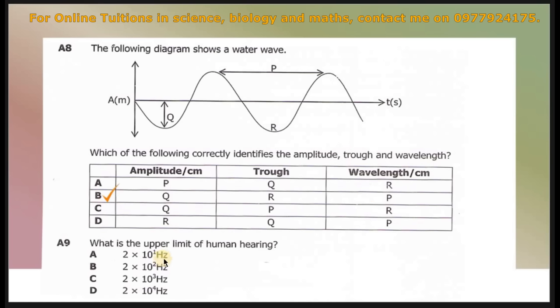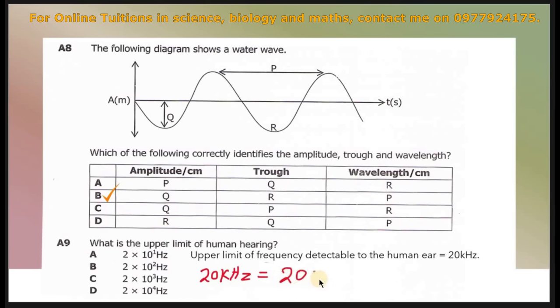Then question 9, what is the upper limit of human hearing? This question again wasn't phrased in a proper way. What is the upper limit of a frequency audible or detectable to the human ear? They are talking of frequency. You must understand that the upper limit of frequency detectable to the human ear is 20 kilohertz. This K stands for kilohertz. When you look at your answers, they're all written in standard form or scientific notation. So converting this into the other form, it means 20,000 hertz.